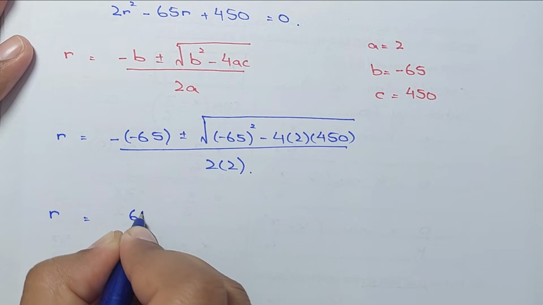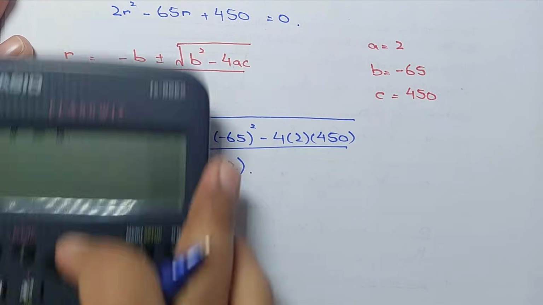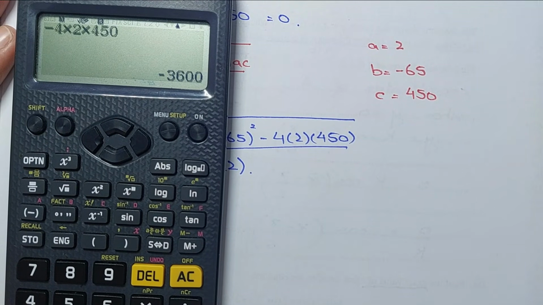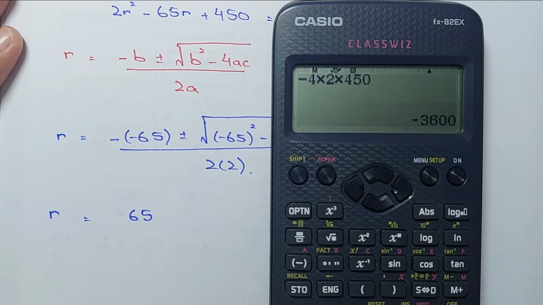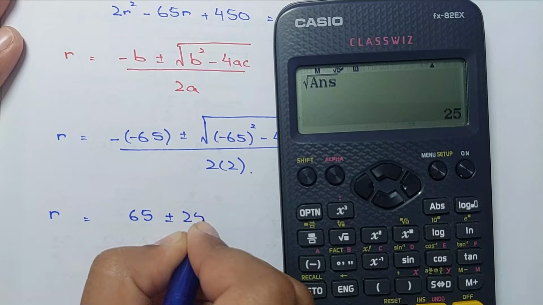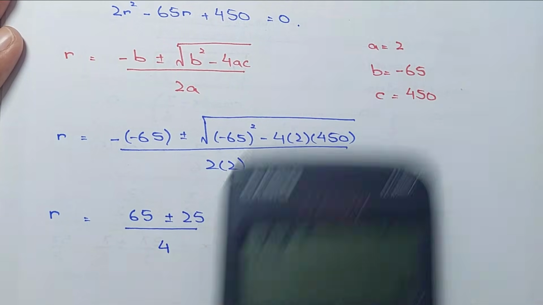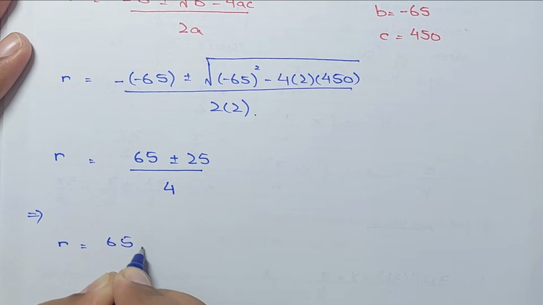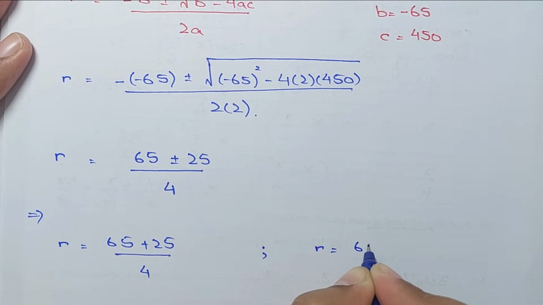So r equals, this is positive 65. Let me simplify. Minus 4 times 2 times 450 is minus 3600, and add 65 square, which is 4225, and the root of the answer is 25. So plus minus 25, and 2 times 2 is 4. Now we have two values for radius. Let's see. r is 65 plus 25 divided by 4. r is 65 minus 25 divided by 4.